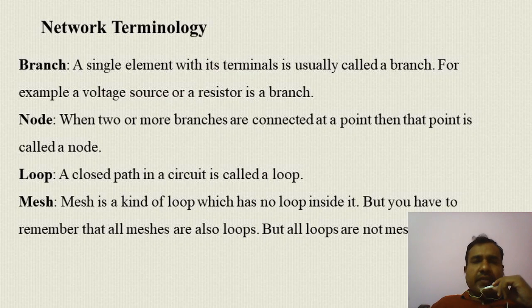So mainly we'll be studying four terminologies here, that is a branch, a node, a loop, and a mesh. So branch represents an element in the network. It will have terminals. So any element which has terminals can be termed as a branch.